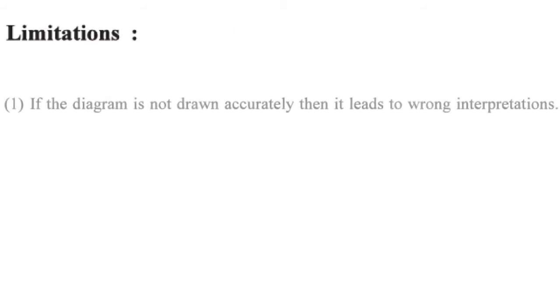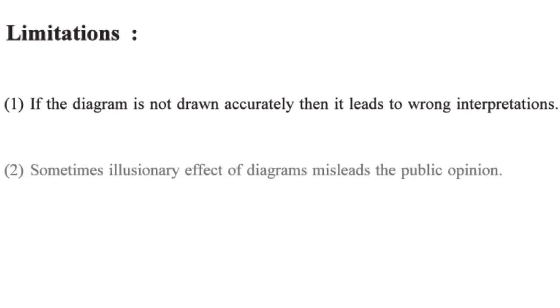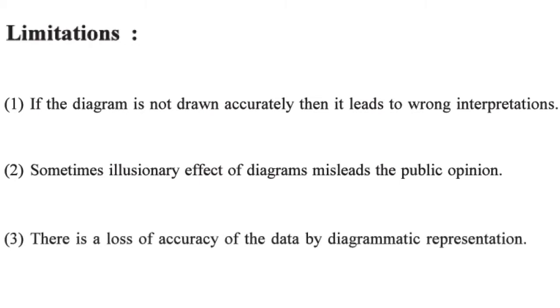The limitations, number one: if it is not drawn accurately, then it gives wrong results. Sometimes it misleads public opinion through illusory effects. Sometimes diagrams are drawn such that wrong answers are got by the people, so it misleads public opinion. And there is a loss of accuracy of the data by diagrammatic representation. Sometimes diagrams are taken as average values, so they don't show the accurate data, rather they just show an average or estimate of the data. So accuracy is reduced in the diagrams.